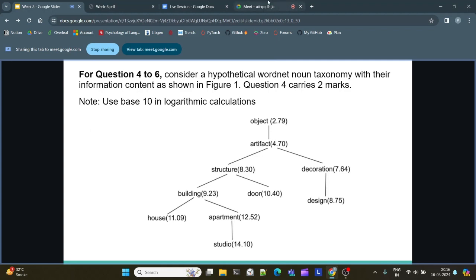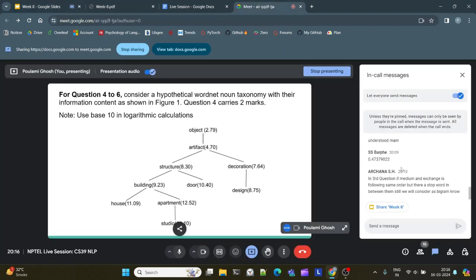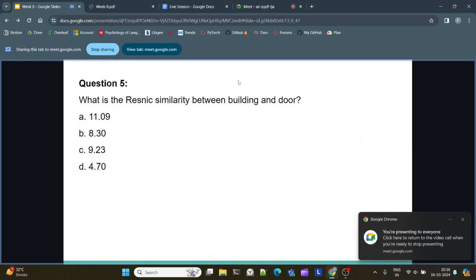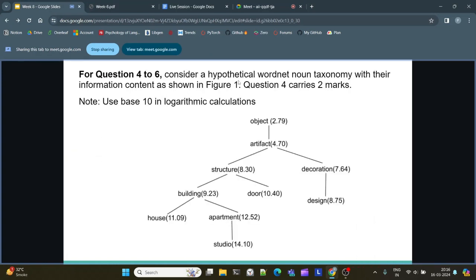Okay, so this is very similar. Now that we know what the lens similarity is, resonant similarity computation would be very easy. So I expect most of you to try and pose a solution this time. You have to compute, based on this graph, the resonant similarity between building and door. That was the question.